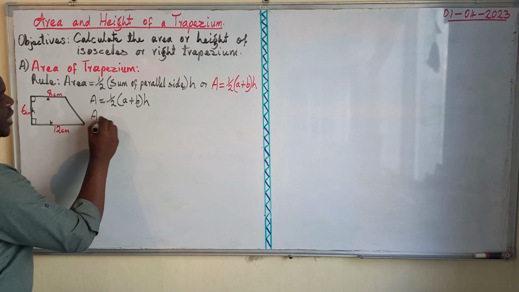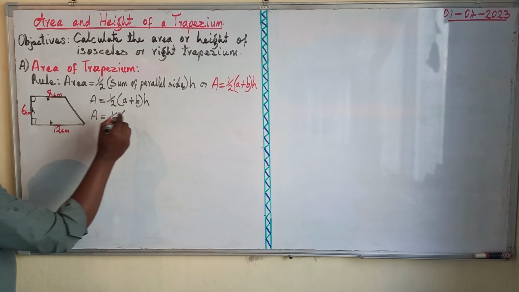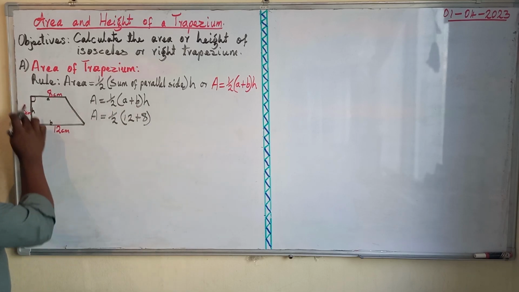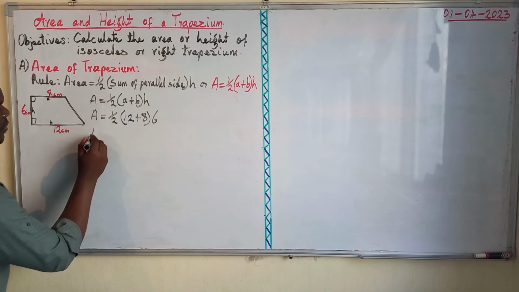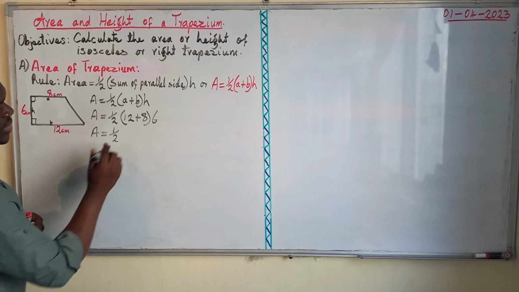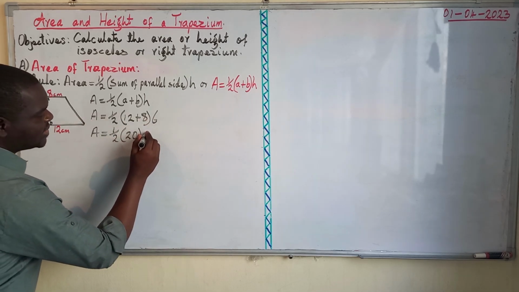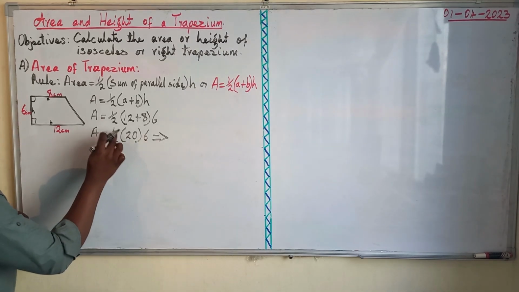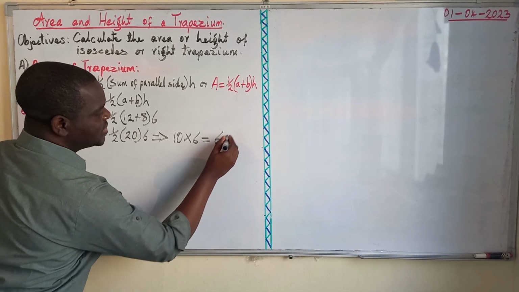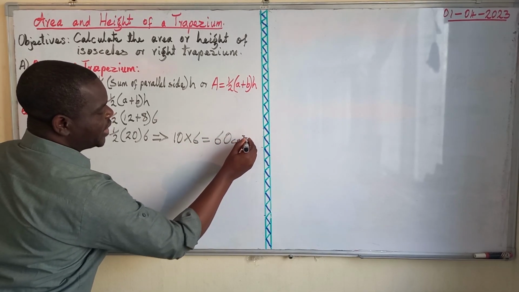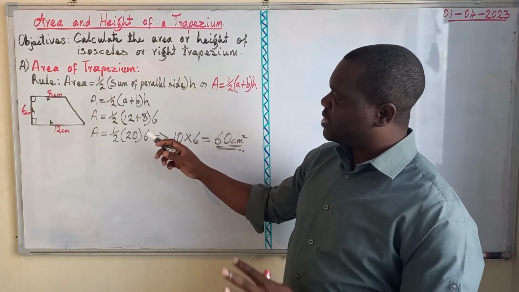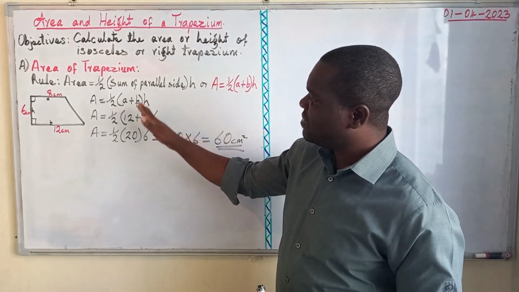This will be equal to half into a, we can put a to be 12, plus b, which is 8, and we multiply that by the height, which is 6. If we substitute into this, it will be half times 12 plus 8, which is 20, multiplied by 6. Half of 20 here will be 10, and 10 times 6 is equal to 60 centimeters squared. Never forget to square the unit if it has to do with the area. This is basically what you can do as far as this is concerned.